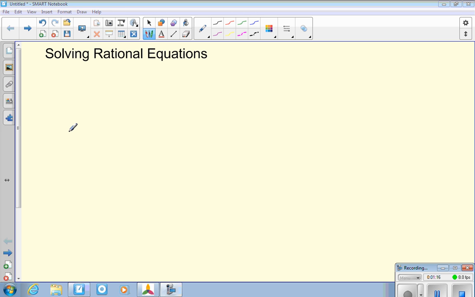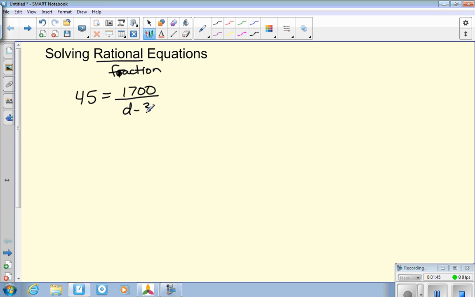Okay, so now what is a rational equation? We'll start simple. I said it's going to involve a fraction. So rational is something that can be written as a fraction. Sorry, I had a little slip up there. So let's start with example 1, which is on page 243. Suppose that we have an equation that looks like 45 equals 1700 over d minus 33.